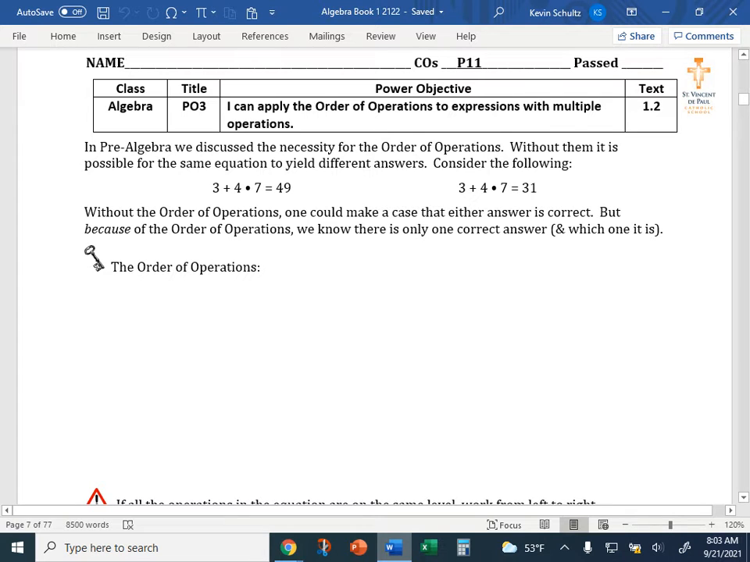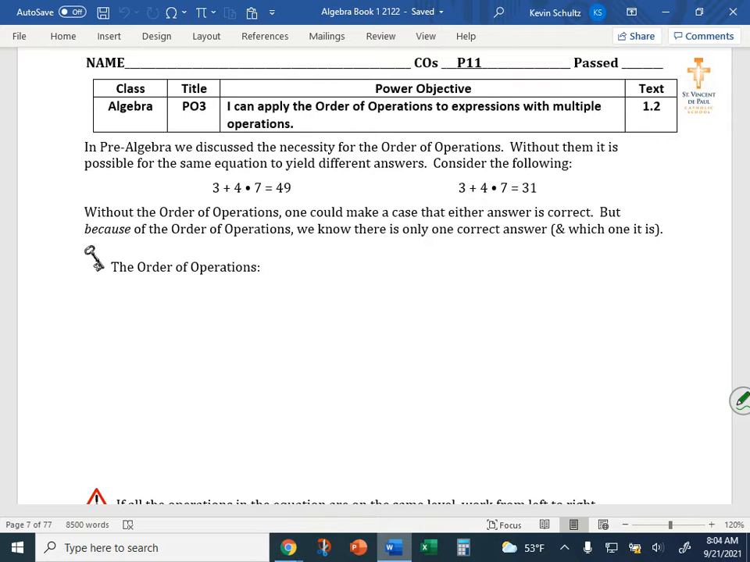We are continuing Unit 1 with PO3, our first power objective of the unit, and it's a big one, okay? Basically, everything operationally that we do in math comes back to this right here, the order of operations. And why it matters is because if you have something like 3 plus 4 times 7, without the order of operations, you could get two different answers, which could be a bad thing.